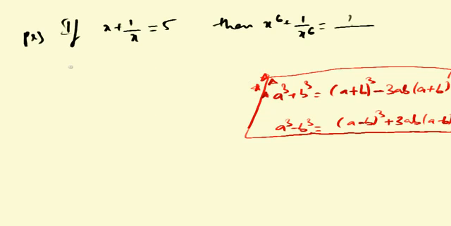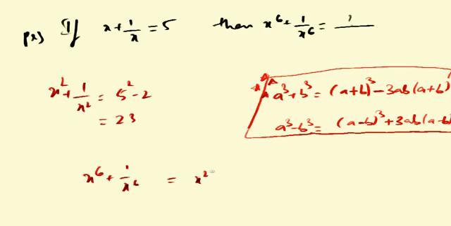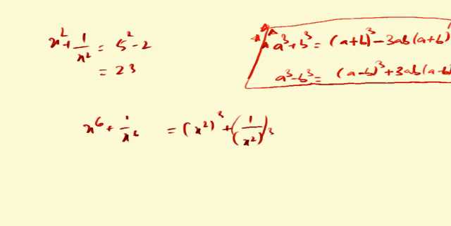So what was that? If x plus 1 by x is equal to 5, then you can directly say x square plus 1 by x square is nothing but 5 square minus 2, that is nothing but 23. But what is asked in the problem is x power 6 plus 1 by x power 6. You can write this as (x square) cube plus (1 by x square) cube. Let us say this is a cube plus b cube. You know that a cube plus b cube is nothing but (a plus b) whole cube minus 3ab into (a plus b).